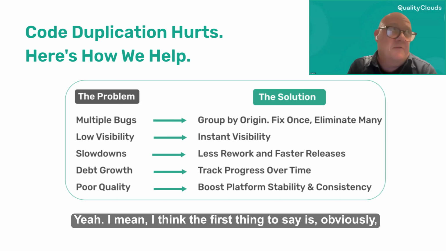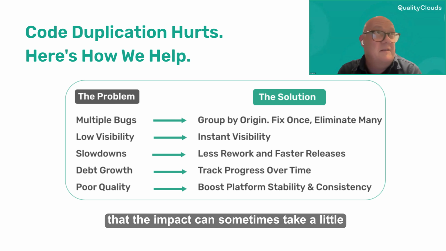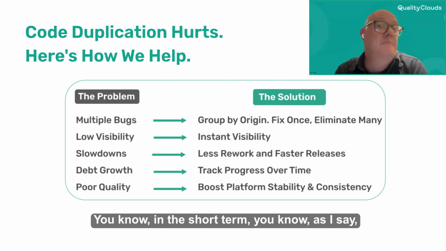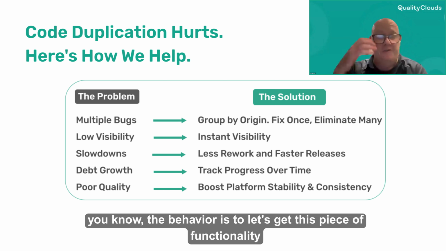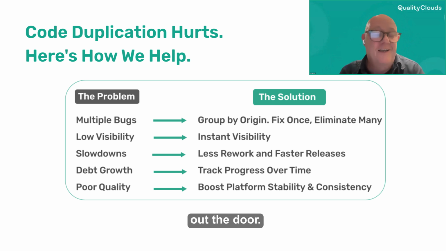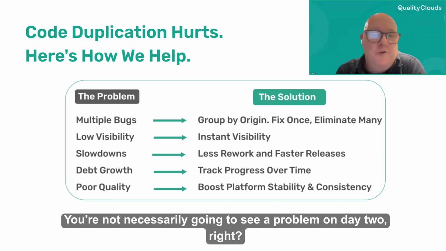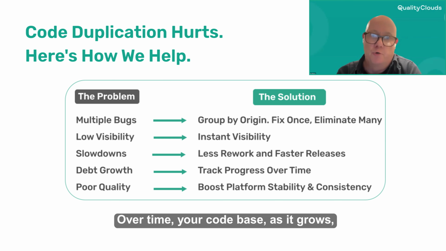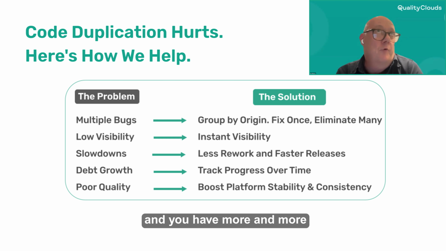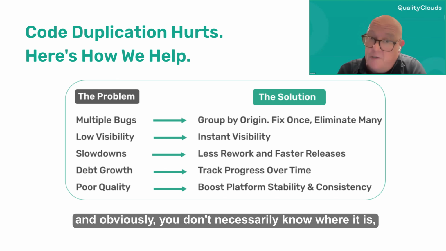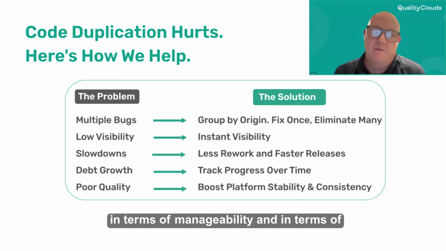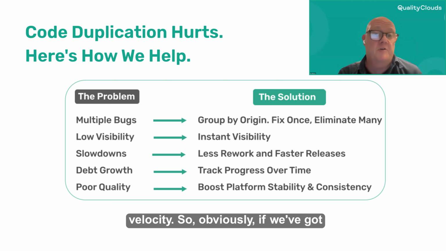The first thing to say is that the impact can sometimes take a little bit of time to show itself. In the short term, the behavior is to get this piece of functionality out the door, and you're not necessarily going to see a problem on day two. But over time, as your code base grows and you have more and more duplication, and you don't necessarily know where it is, you start to come up against real challenges in terms of manageability and velocity.